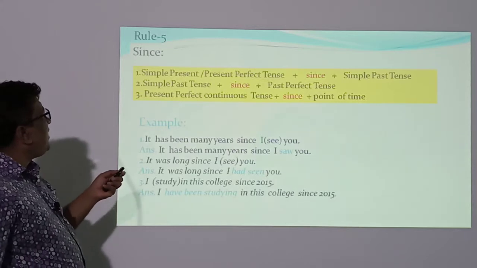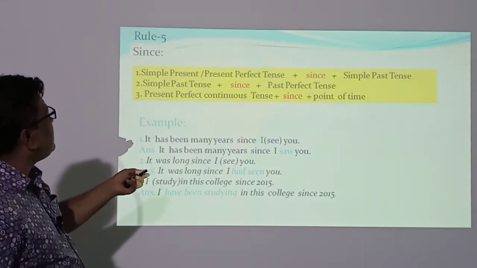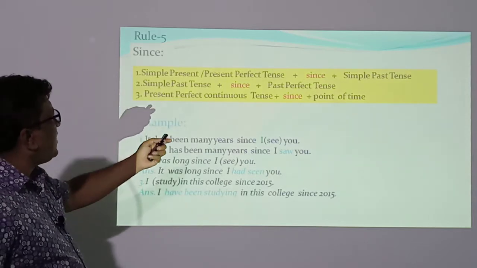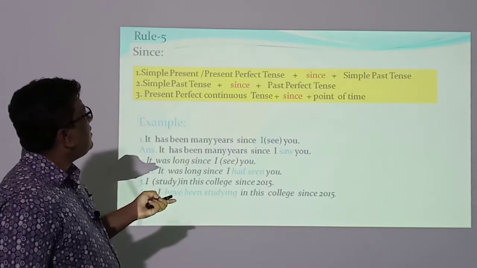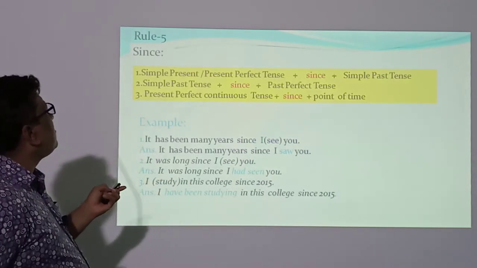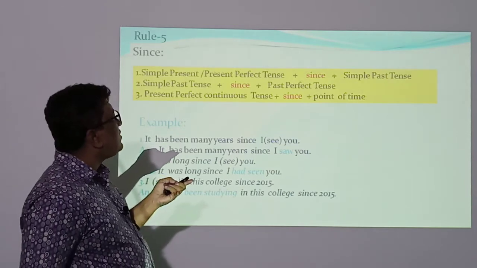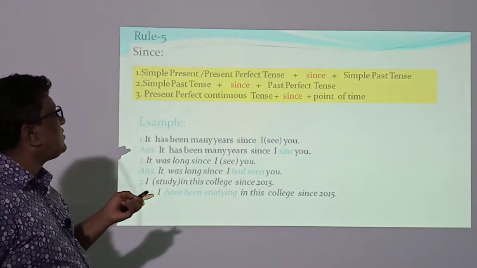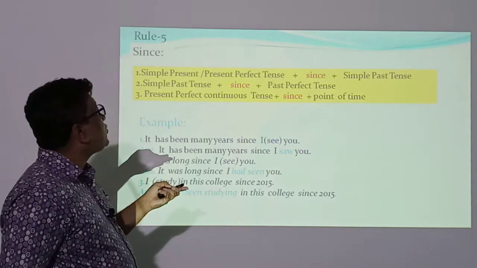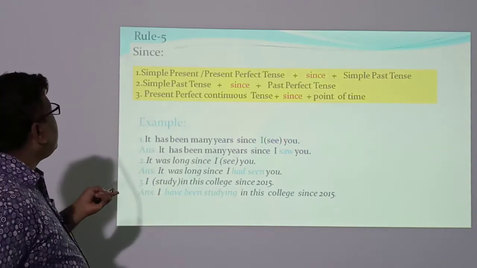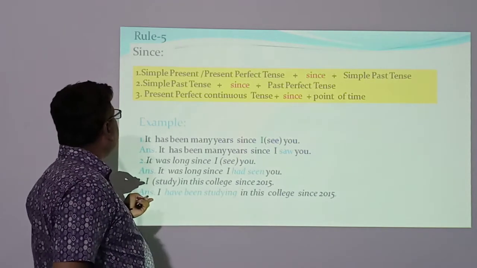It has been many years. "It has been many years" is present perfect tense. Since has present perfect tense with it, so after since we will use the simple past form. The simple past form of see will be saw. So: it has been many years since I saw you.